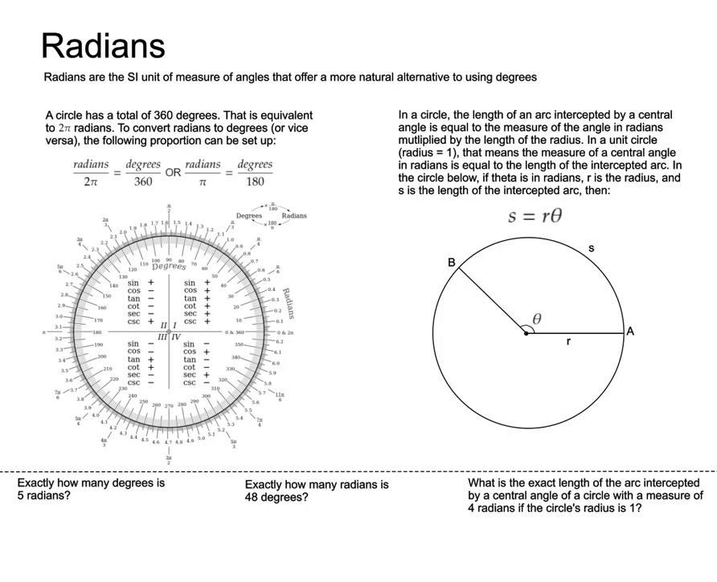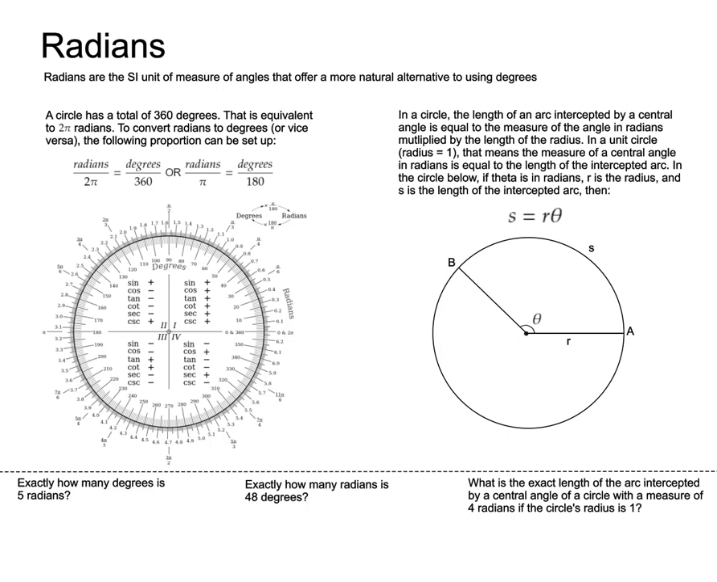Radians are not commonly tested on the ACT, however, they do occasionally appear. So in this video, we are going to review radians. Radians are the SI unit of measure of angles that offer a more natural alternative to using degrees.